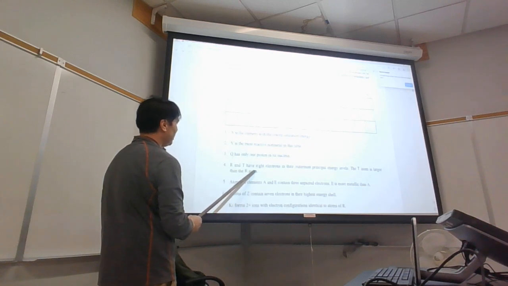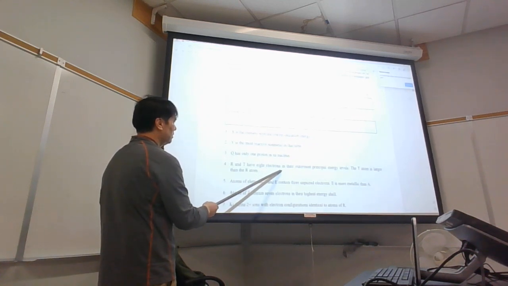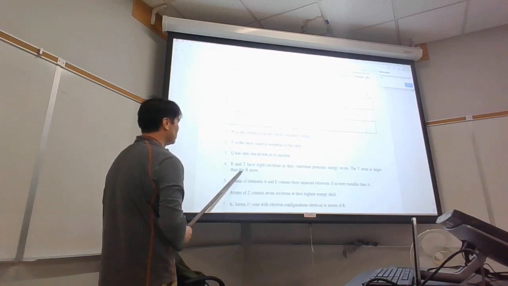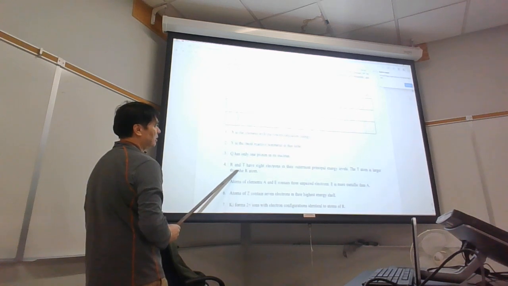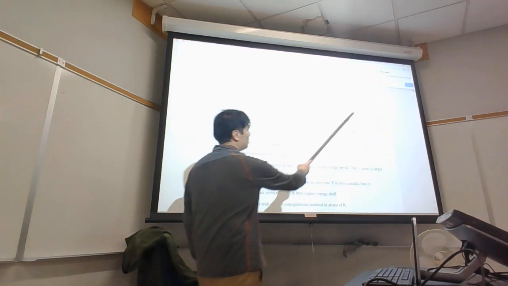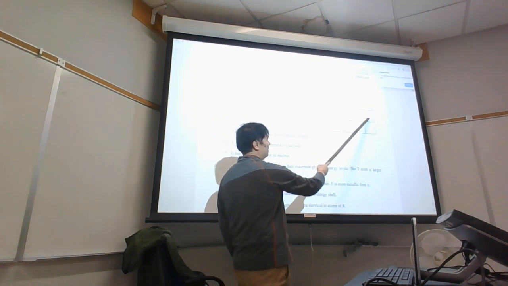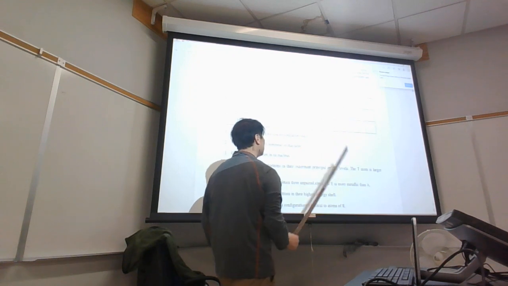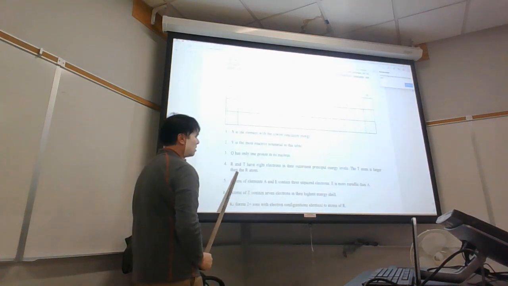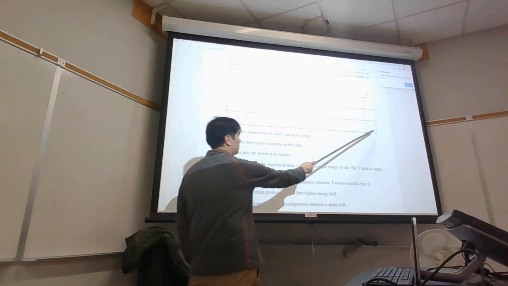R and T have 8 electrons in their outermost principal energy levels. T atom is larger than R. So if 8 electrons, that means it has an octet. Helium would have a duet, and then neon and argon would have an octet. So which one's bigger? Argon's bigger. So T goes here.